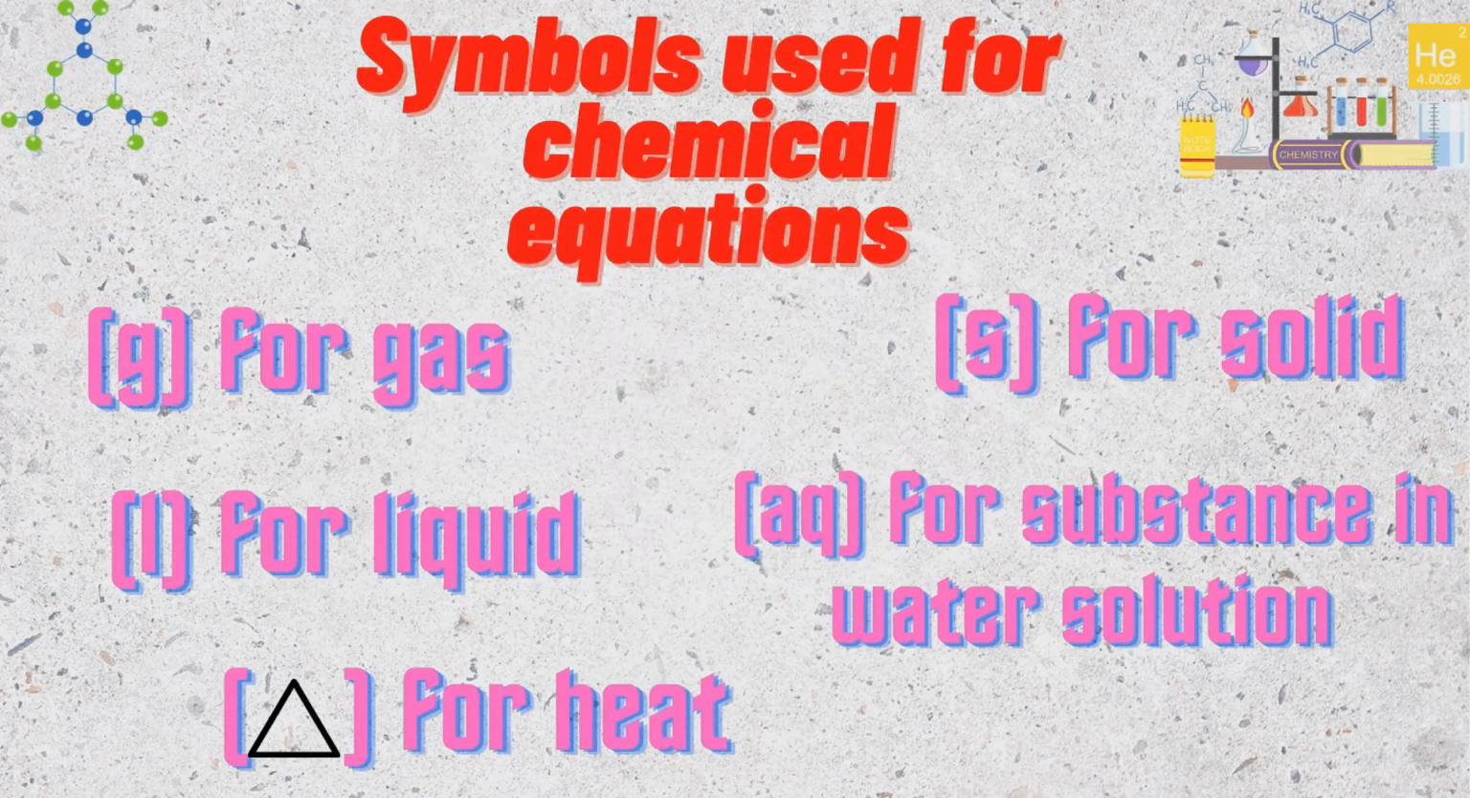Now here are some of the symbols used for a chemical equation. We always use small g for gas, s for solid, small l for liquid, aq for a substance in water solution, also known as aqueous solution, and a triangle to represent the heat.